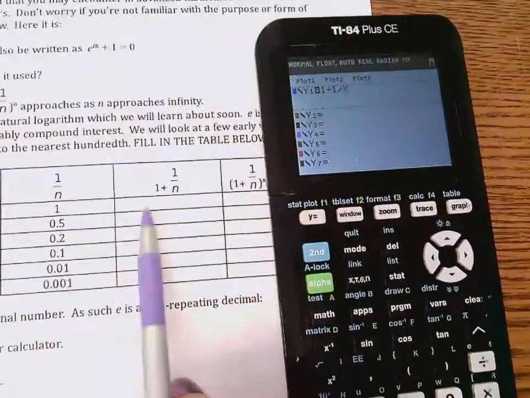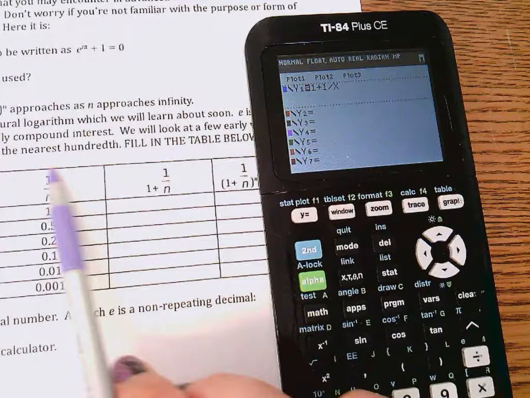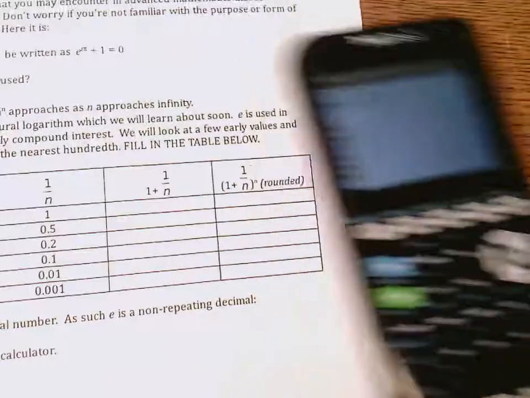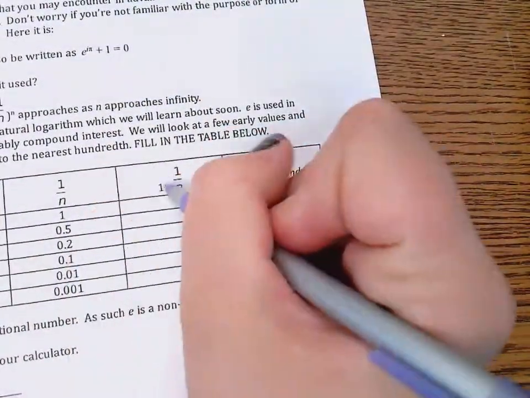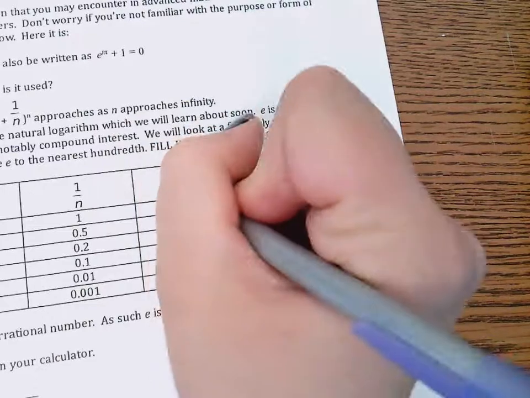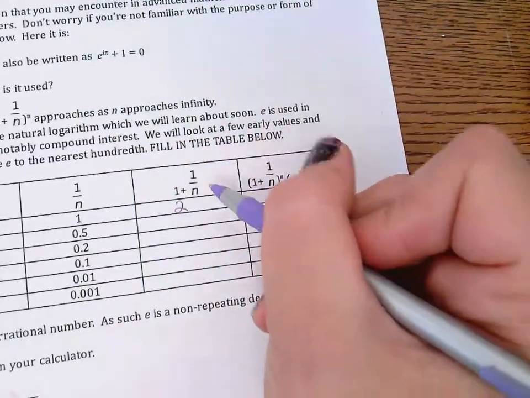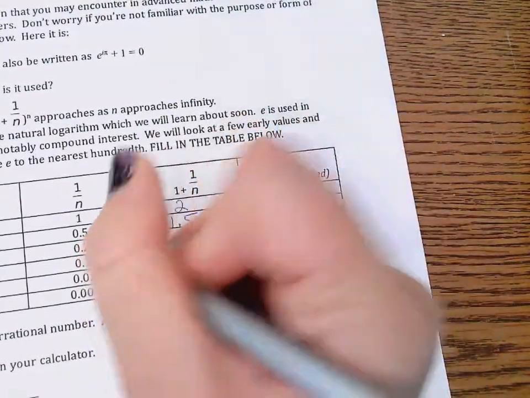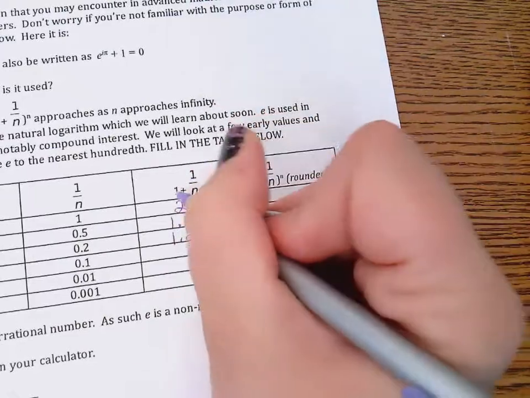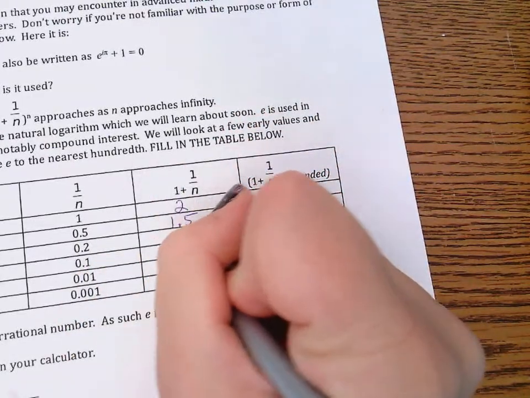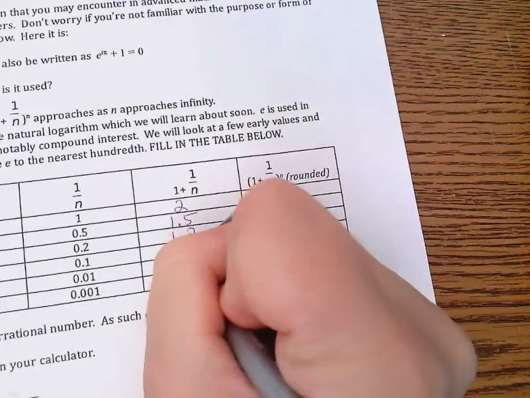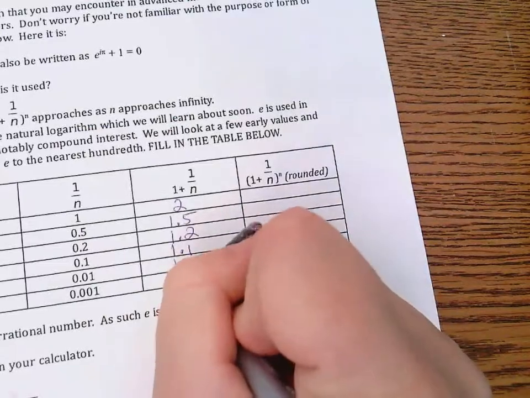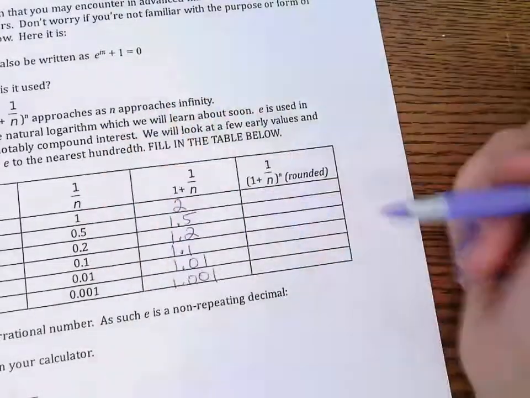So basically I'm adding 1 to these values, right? Because this was the 1 over n column. I'm just adding 1 to these columns. So actually, I don't even need to use my table. I'm just adding 1 to this column, right? So 1 plus 1 would be 2. 1 plus a half would be 1.5. 1 plus 0.2 is 1.2. 1 plus 0.1 is 1.1. 1 plus 0.01 is 1.01. 1 plus 0.001 is 1.001. So I just added 1 to each of those.